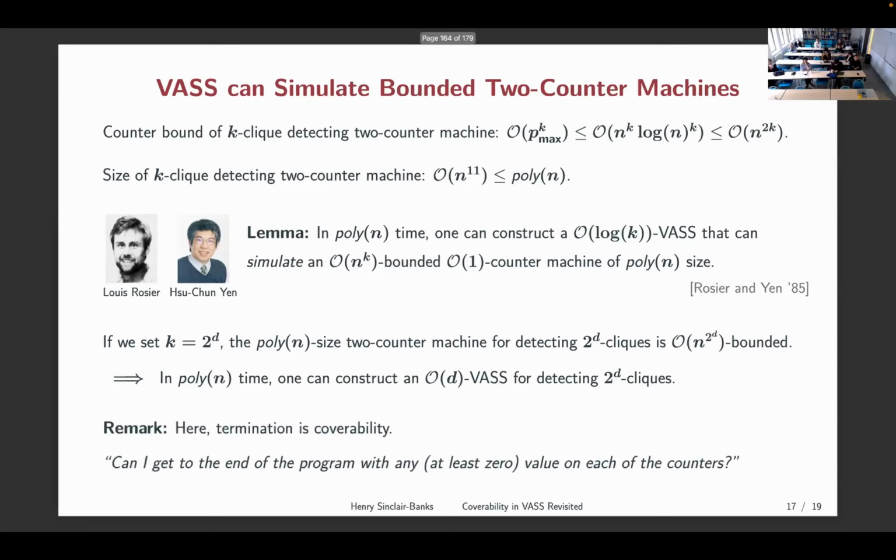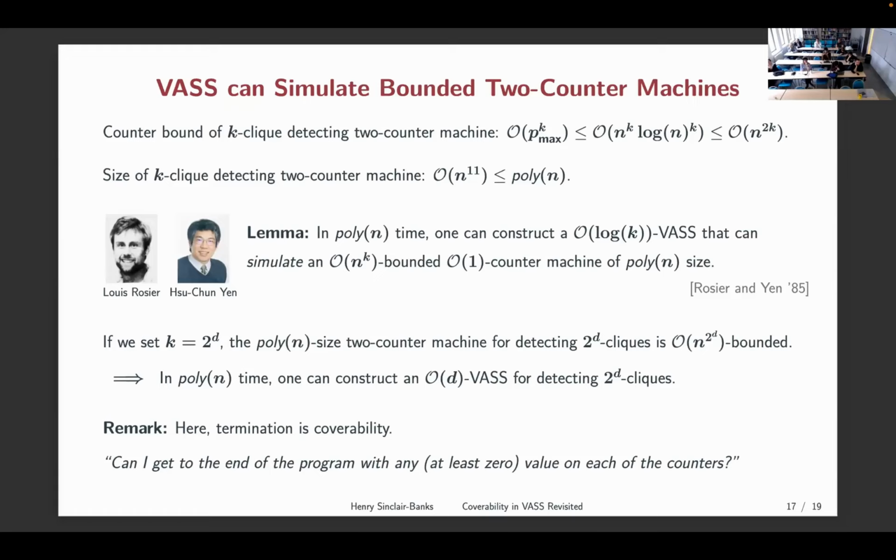Does that make sense? The remark at the bottom basically just says that I've used the word termination because I thought it was slightly friendlier. All this program needs to do is just terminate, like get to the end. And because the counters are non-negative, this is a coverability objective. I'm just asking for at least 0 on all the components. So when I say termination, I'm being a little bit hand-wavy, but it's the same thing as coverability.